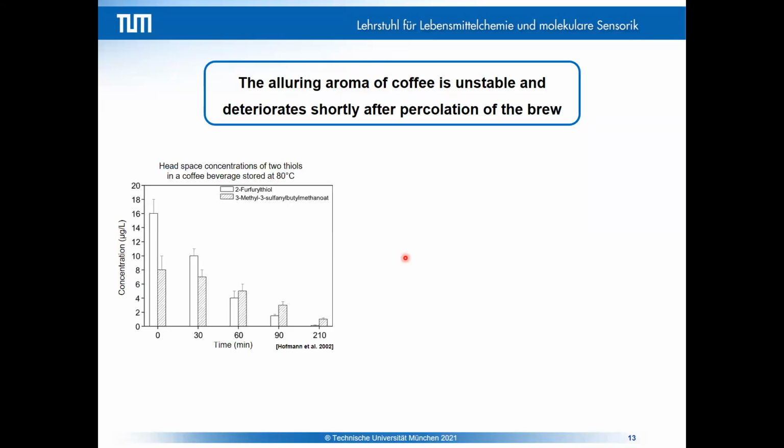First analytical studies that focused on this decline of coffee aroma were performed by Professor Hofmann et al. back in 2002, and he could show by means of GC-MS experiments that the headspace concentration of 2 coffee thiols, the thiols responsible for the roasty notes of coffee, declines significantly when you keep a coffee beverage warm at 80 degrees Celsius. For example, the concentration of furfuryl thiol, which is really the major key coffee odorant for the roastiness, declined to almost 1/3 within 1 hour.